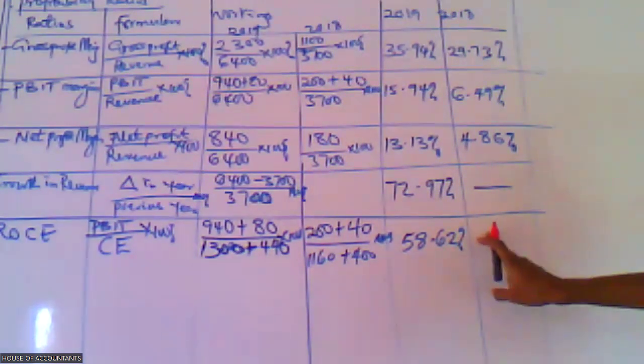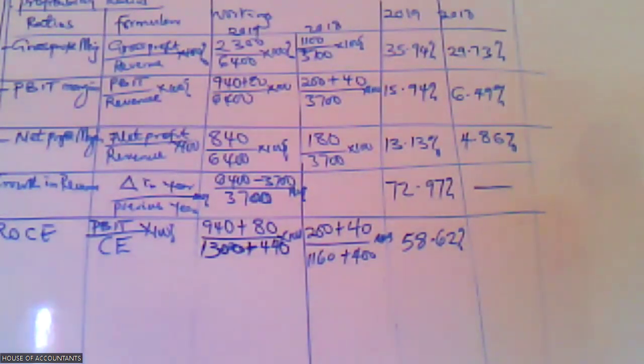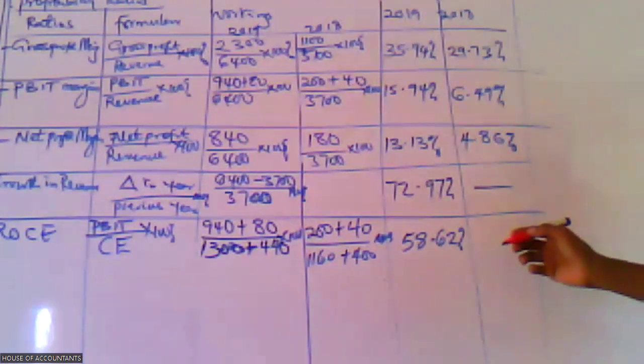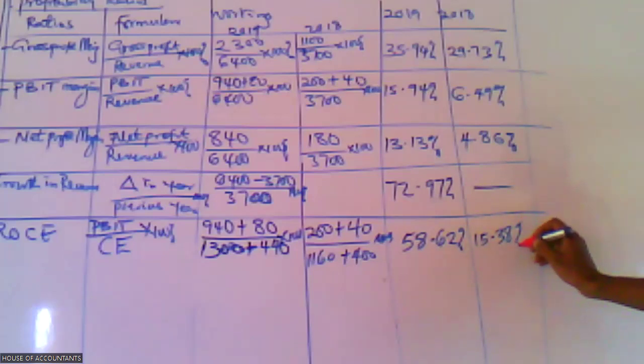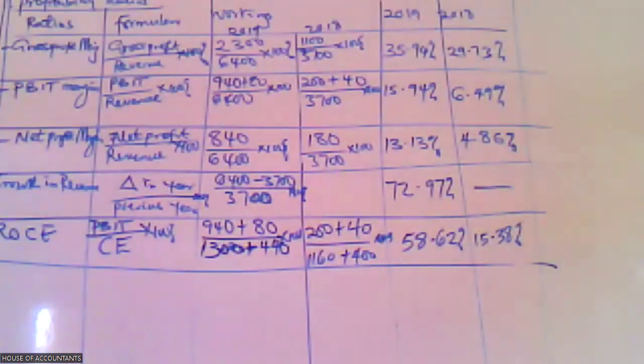58.62%. How about the last one? $240. 15.38%. The margin. So which one is doing better?